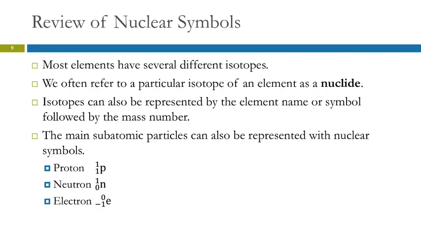Most elements have several different isotopes. And isotopes differ in the number of neutrons that are present in the nucleus. So for a particular element, every single atom has the same number of protons, but the number of neutrons may differ. So if we're talking about a particular isotope of an element, we call that a nuclide. We can identify a particular isotope or nuclide by the element name or symbol followed by the mass number.